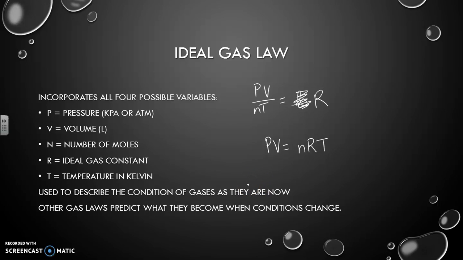It's used to describe the condition of a gas as it is now. The combined gas law or any of the individual gas laws will be used to predict what the gas will become, or what conditions will change to, if you change one or more of the conditions. If we had an initial and a final set of conditions, we would use the combined gas law. If we only have one set of conditions and we're looking for one of those variables that's missing, we'll use the ideal gas law. And you need to be able to differentiate between the two.